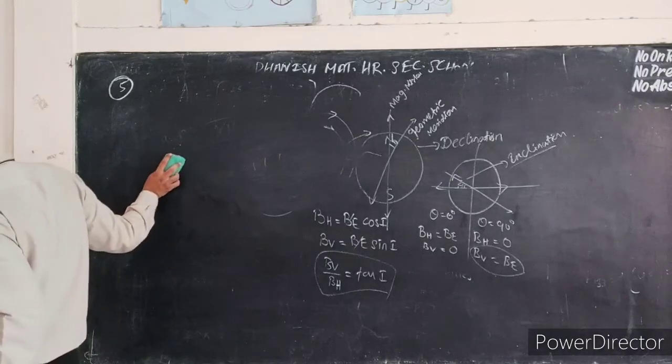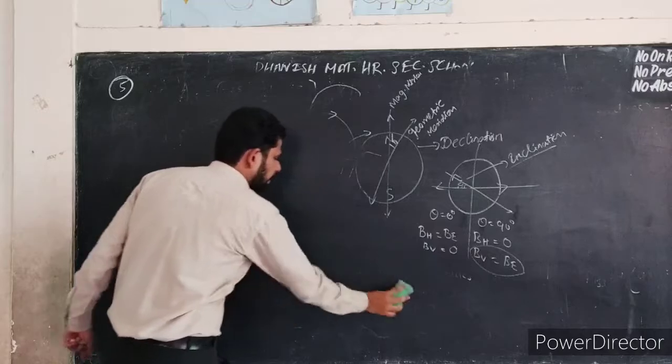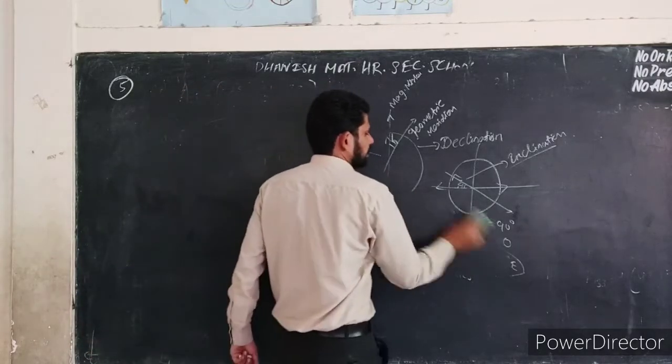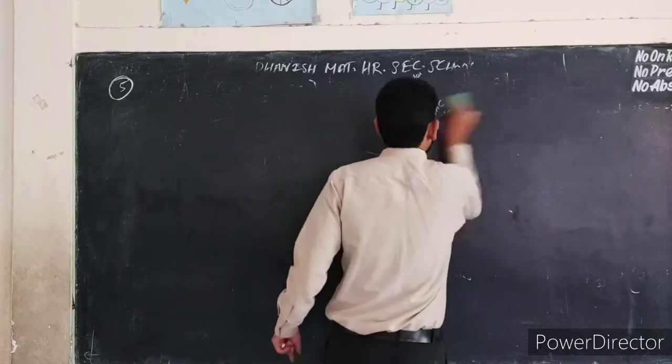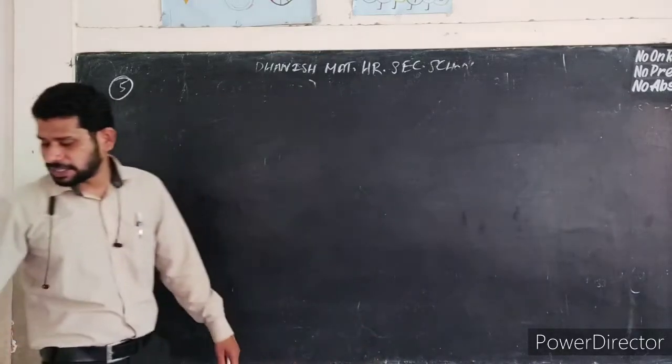Next, the properties of magnetic field lines. Magnetic dipole moment. Whatever you learned in the first lesson, it will come in this lesson also. What is the dipole moment? What is the magnetic dipole moment?